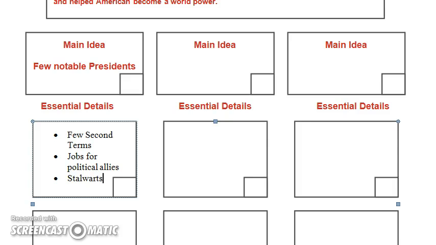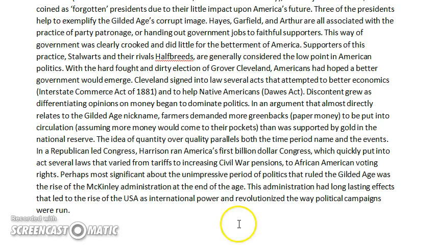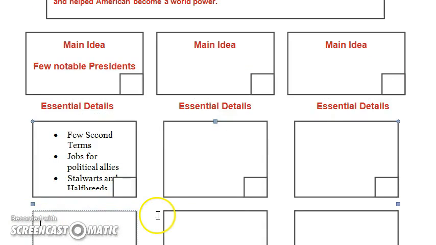Stalwarts and half-breeds. It doesn't really fit well into this. You get the point. So I put Grover Cleveland. Next.